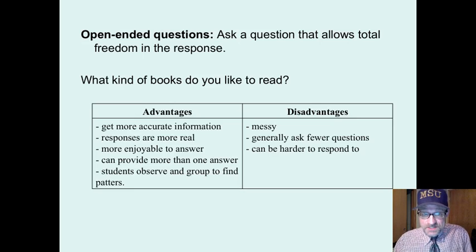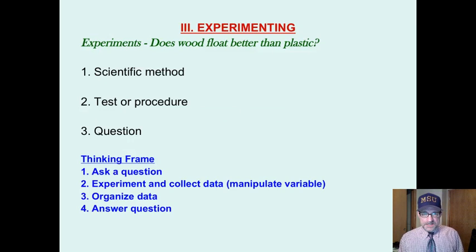An open-ended question simply asks a question that allows for total freedom of response. What kind of books do you like to read? And children simply respond. Then you use inductive analysis to create the groups. You get more accurate information here. Responses are more real, more enjoyable to answer, can provide more than one answer, and students observe and group to find the patterns. It's a little bit messier, and you generally can ask fewer questions.